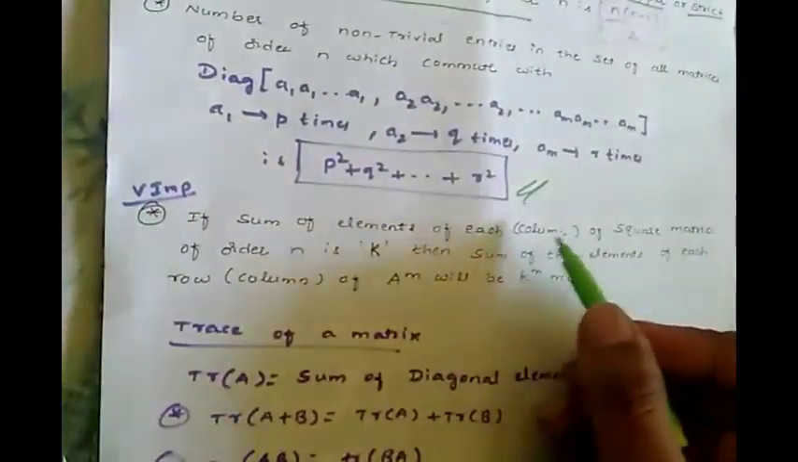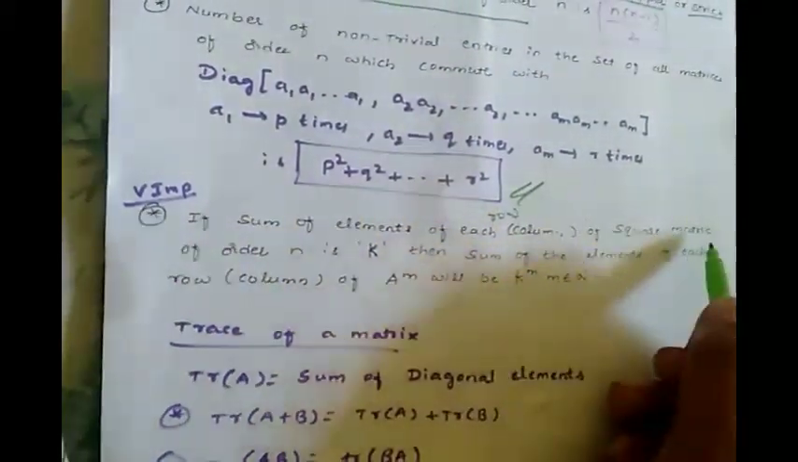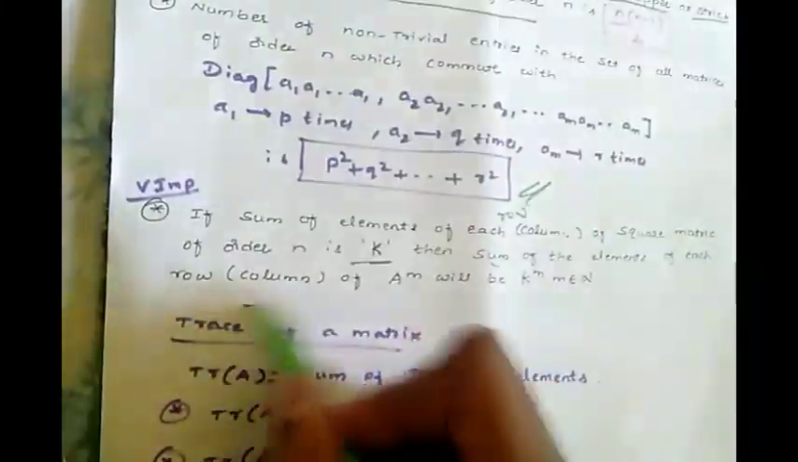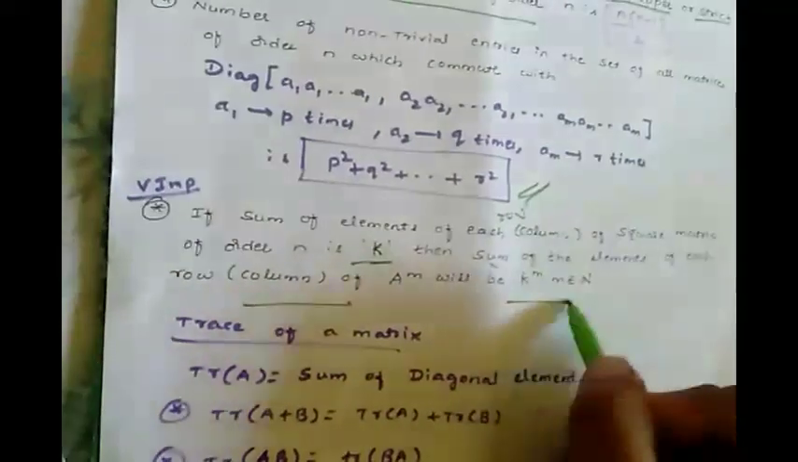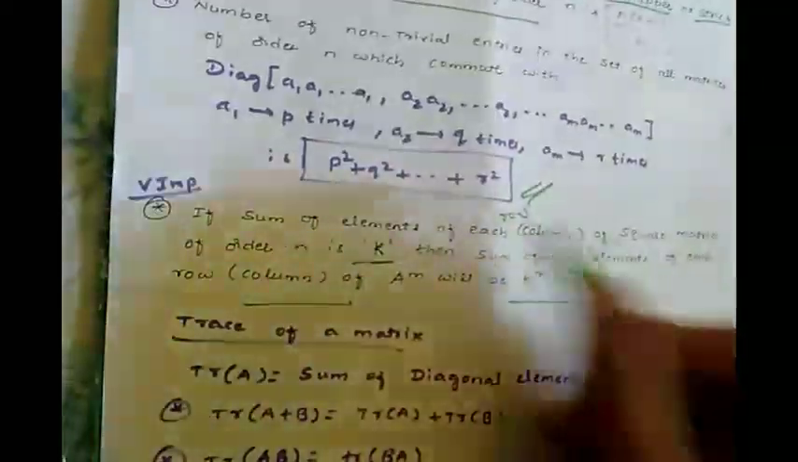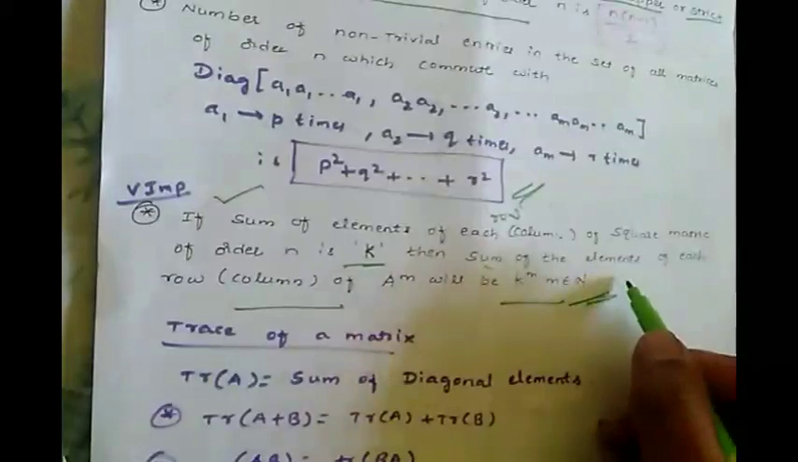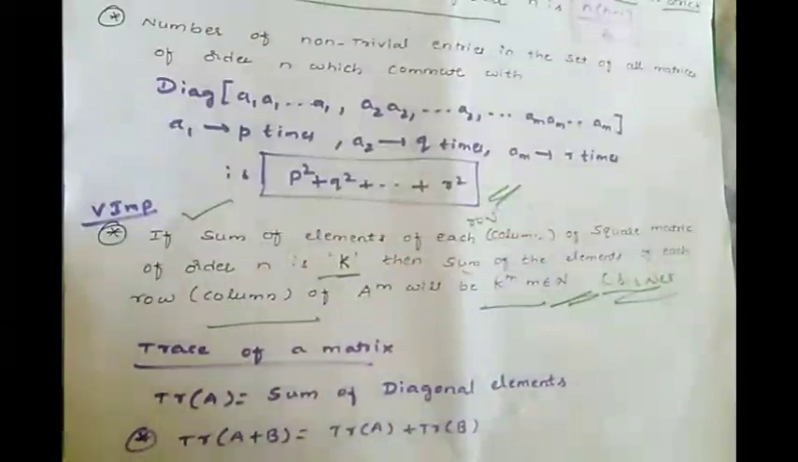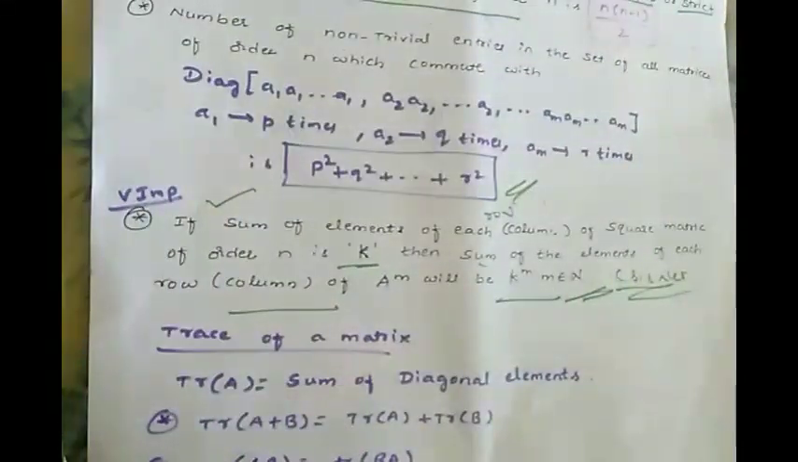Okay, the next result is: if the sum of elements of each row or column of a square matrix A of order n is k, then the sum of the elements of each row or column of A power m will be k power m, where m belongs to N. This is a very important result because many questions have been asked in CSIR NET based on it. I have already uploaded one or two questions in my channel. Please watch that video. You will get an idea about this result.